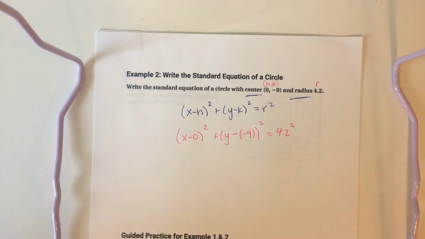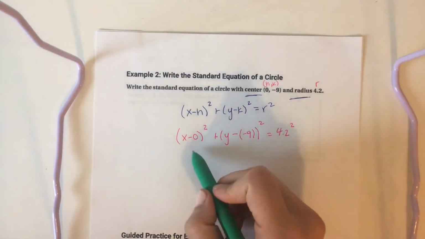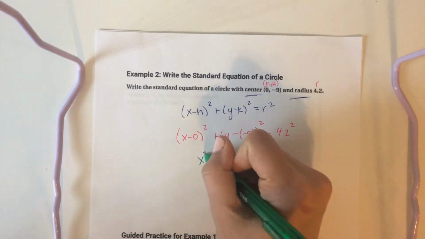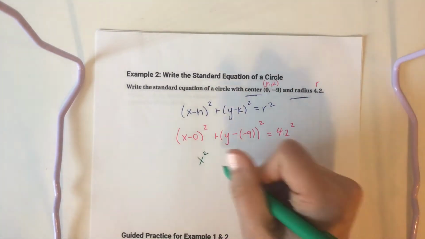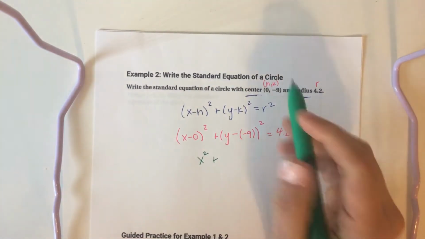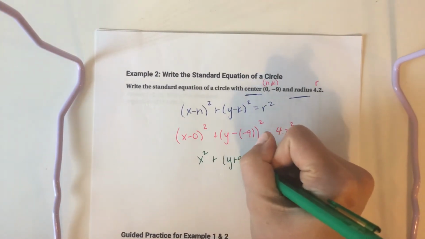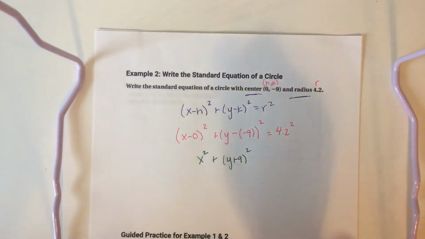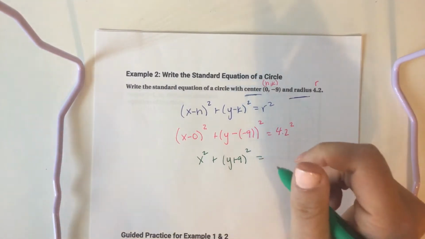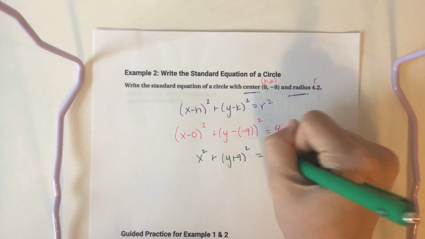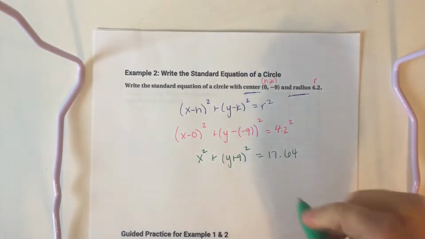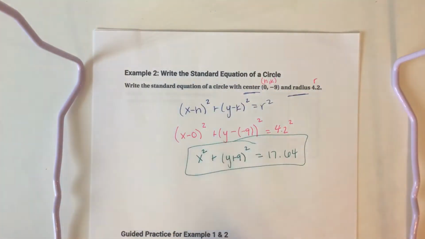So all we have left to do is to clean it up a little bit, and it's not even going to be as bad as you think. x minus 0 is just x. So we're left with x^2 + (y - -9), which is just y + 9, squared, equals 4.2^2. You could do it in your head, do it in your calculator. It's going to give us 17.64. And there's our equation of the circle.